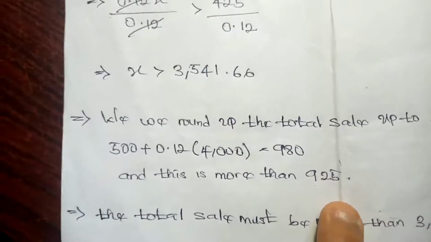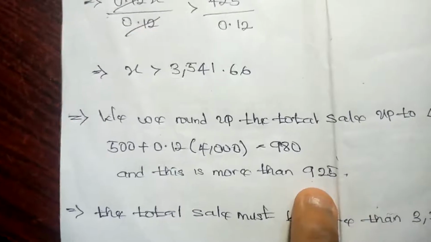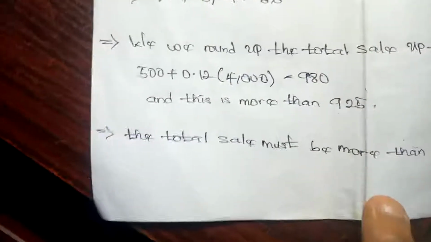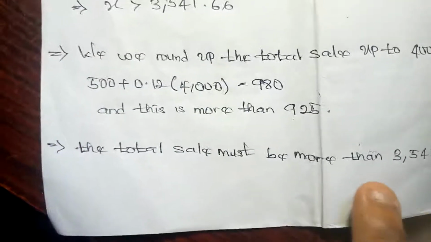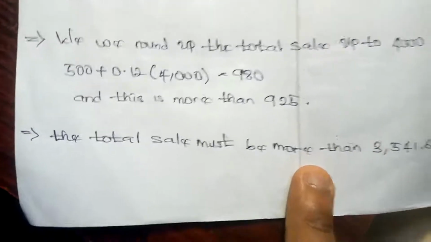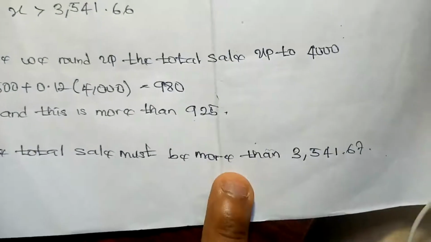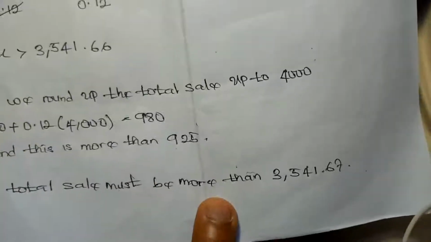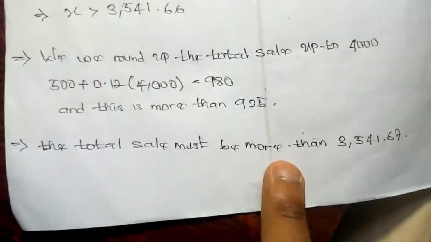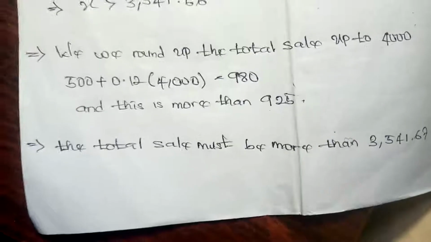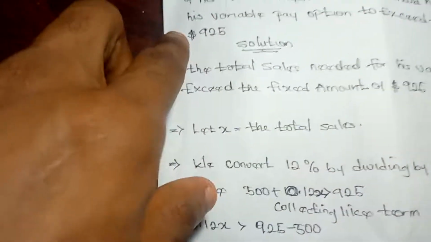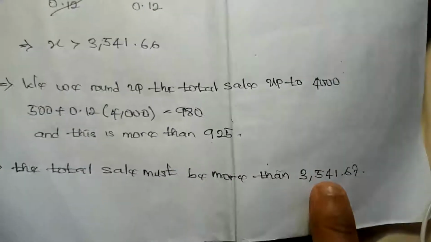And 980 is more than $925. So the total sales must be more than $3,541.67. That is total sales. To exceed this amount, the total sales must be more than this. To exceed this amount up here, his total sales must be more than this. Thank you for watching.